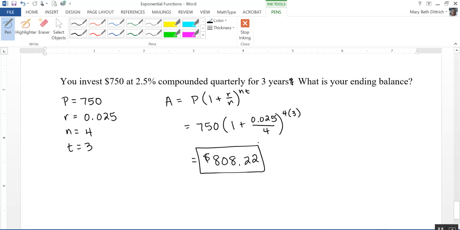So in this video, we took a look at exponential functions, exponential growth, exponential decay, and in particular, an example of exponential growth being compound interest.